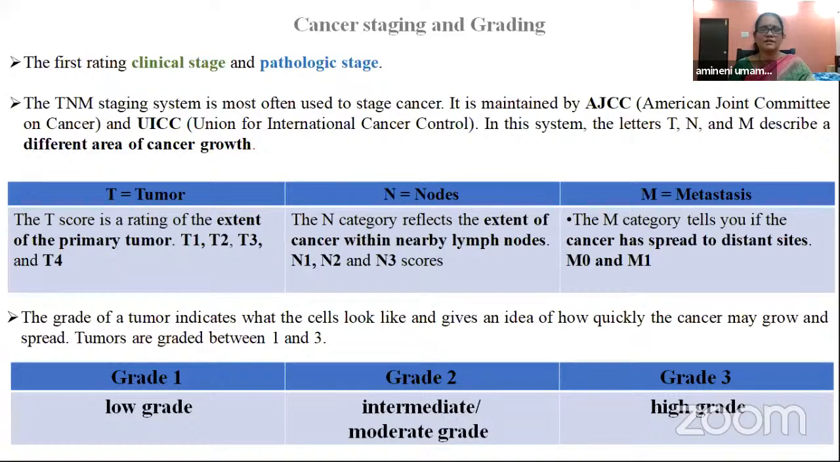And again, there is grading: grade 1, grade 2 and grade 3. Grade 1, 2 and 3 indicate how much spreading capacity the tumor has. Grade 1 means it cannot spread very fast. They are called low grade tumors, intermediate grade tumors and high grade tumors. High grade tumors will spread very fast.